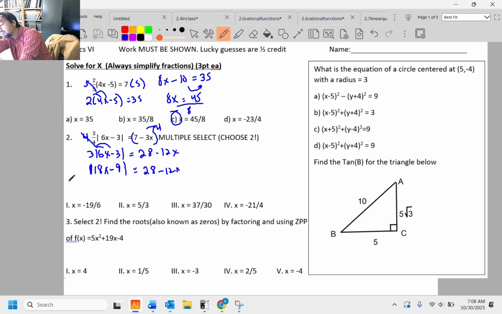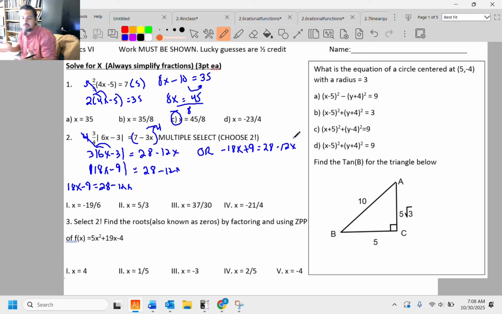Now we're going to write our two equations here. 18x minus 9 equals 28 minus 12x, or negative 18x plus 9 equals 28 minus 12x. You have to write and solve two equations for absolute value. It's just what it is.